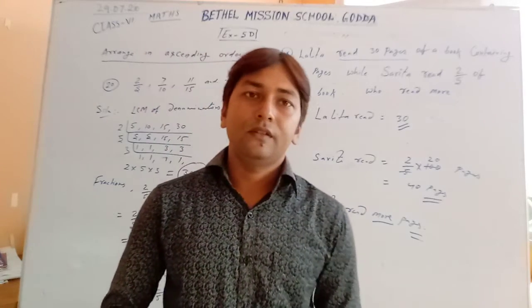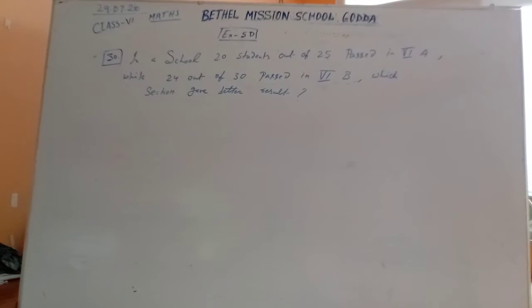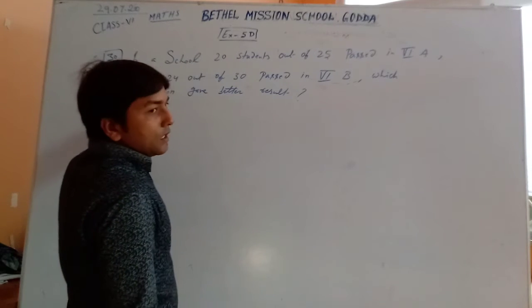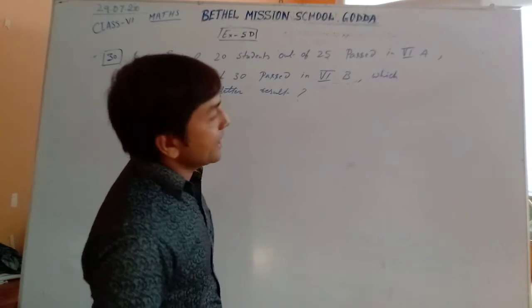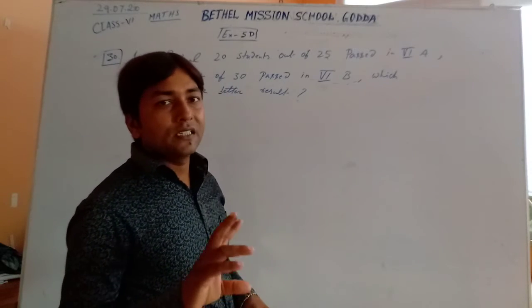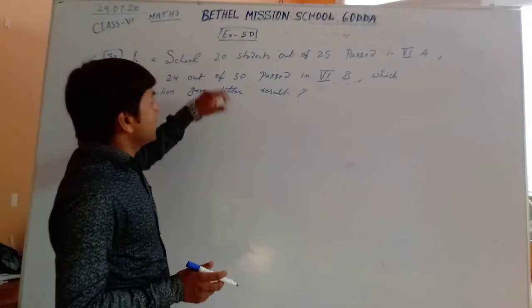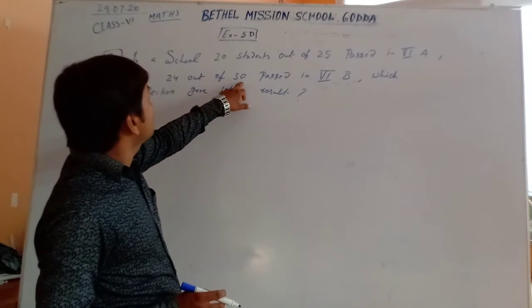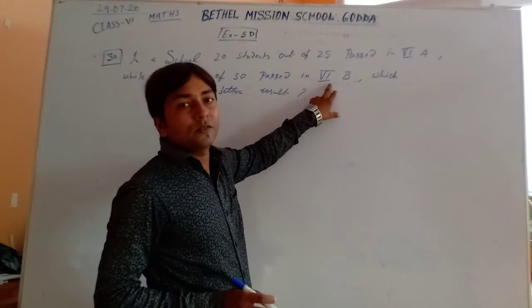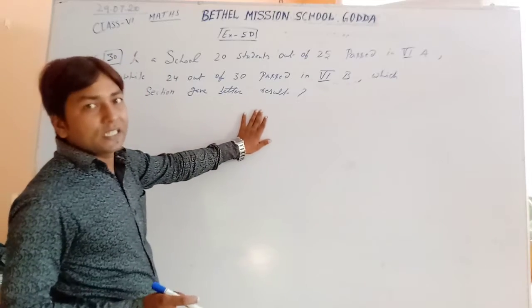Now I do the next question. Now I solve question 32. The question says that in a school, 20 students out of 25 passed in 6A. In 6A the total students are 25, and 20 students passed, while 24 out of 30 passed in 6B. So which section gave the better result?